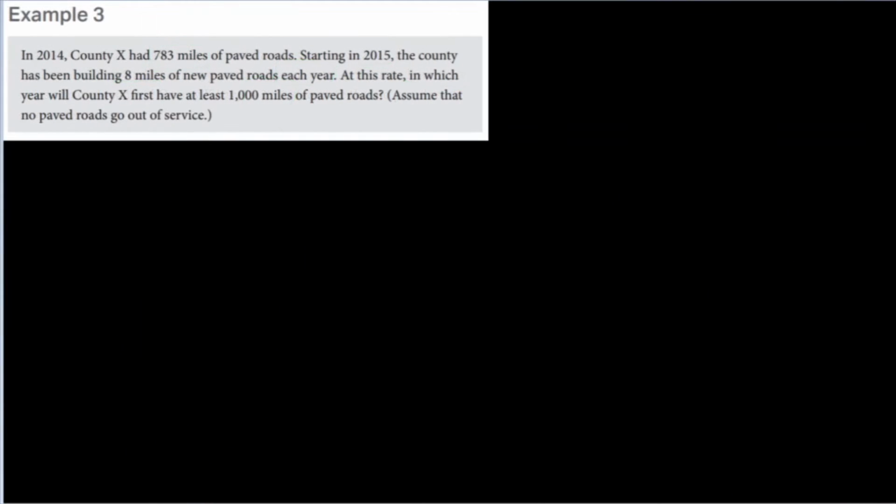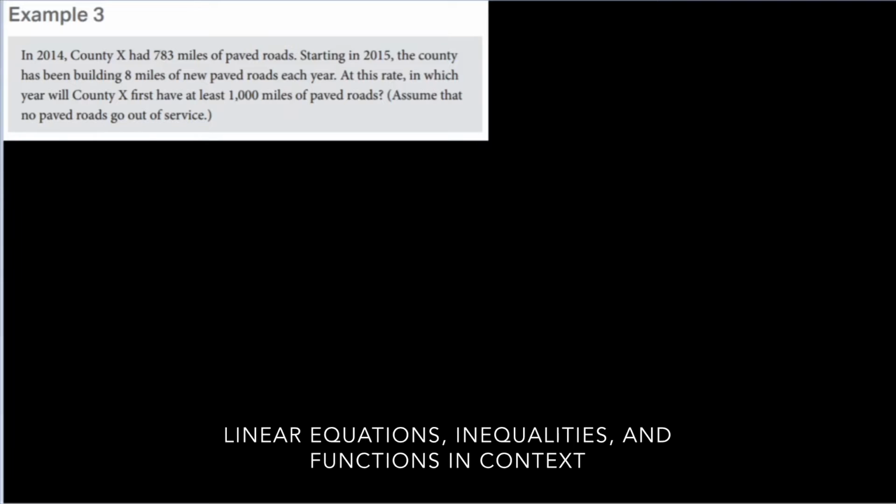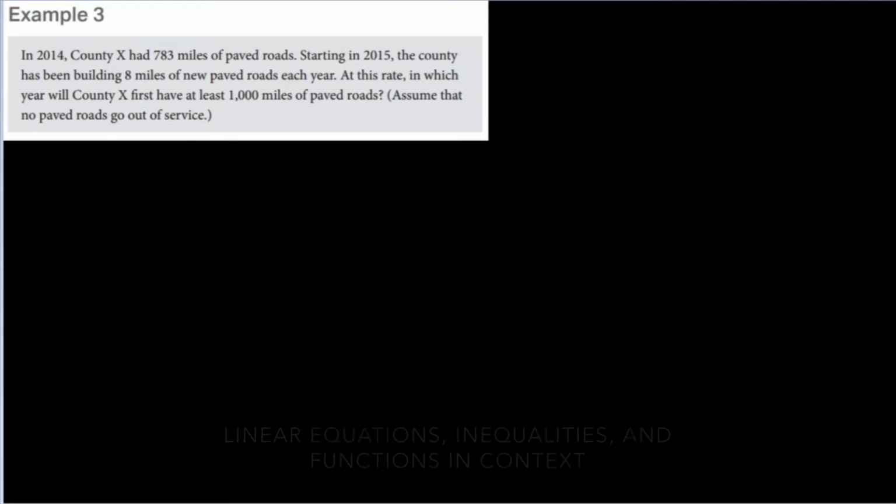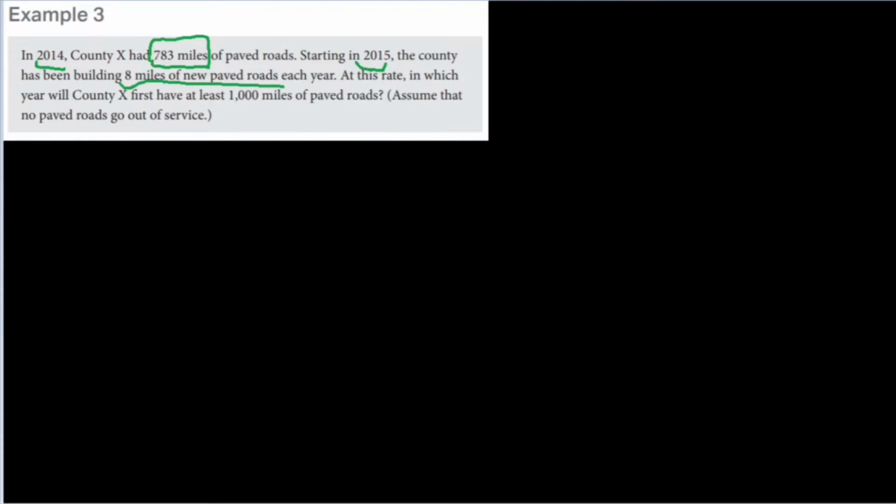So we're going to continue to use the same strategy of underlining and circling important information. In 2014, country X had 783 miles of paved roads. Starting in 2015, the country has been building 8 miles of new paved road each year. At this rate, in which year will country X have at least 1,000 miles of paved roads? Assume that no paved roads go out of service.